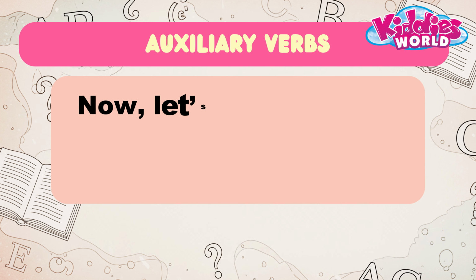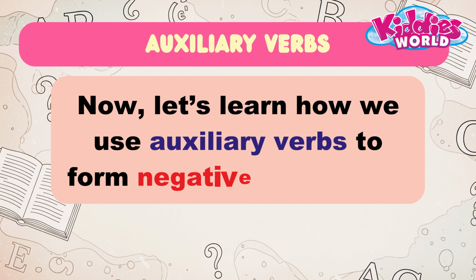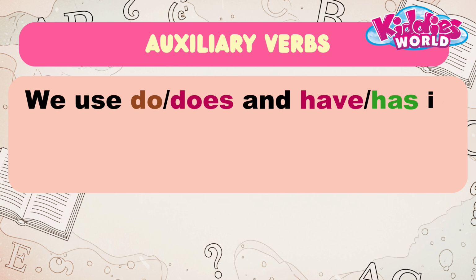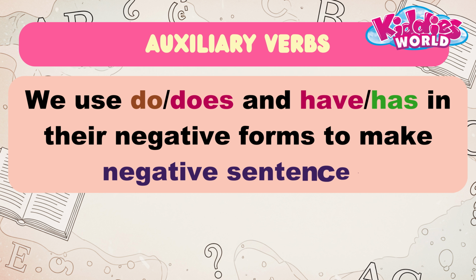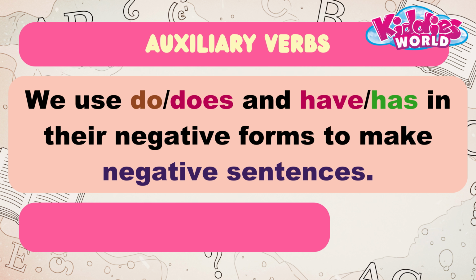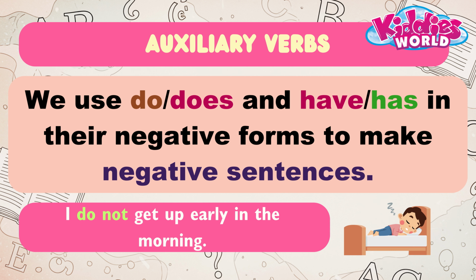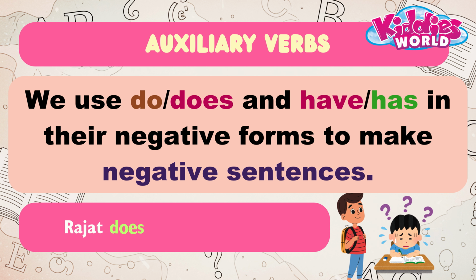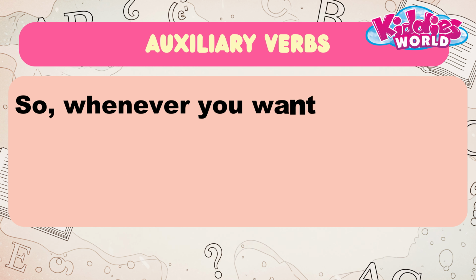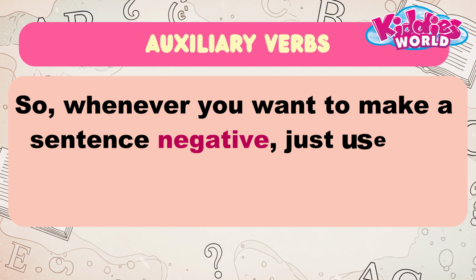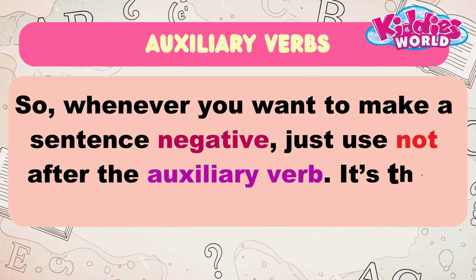Now, let's learn how we use auxiliary verbs to form negative sentences. We use do, does and have, has in their negative forms to make negative sentences. Examples: I am not enjoying reading this book. I do not get up early in the morning. Rajat does not help with my studies. So, whenever you want to make a sentence negative, just use not after the auxiliary verb.